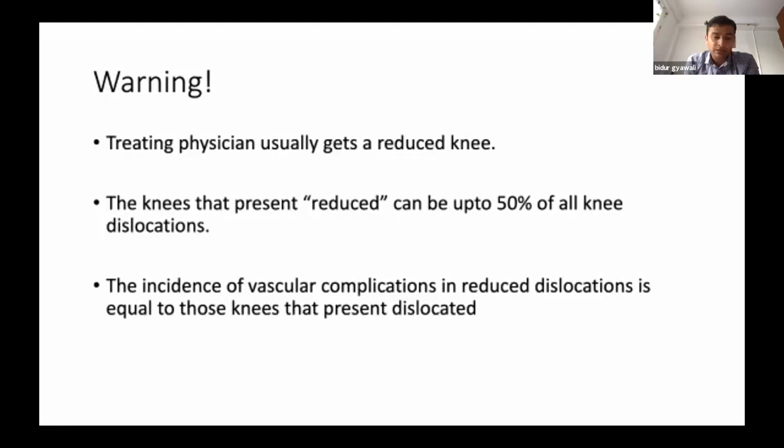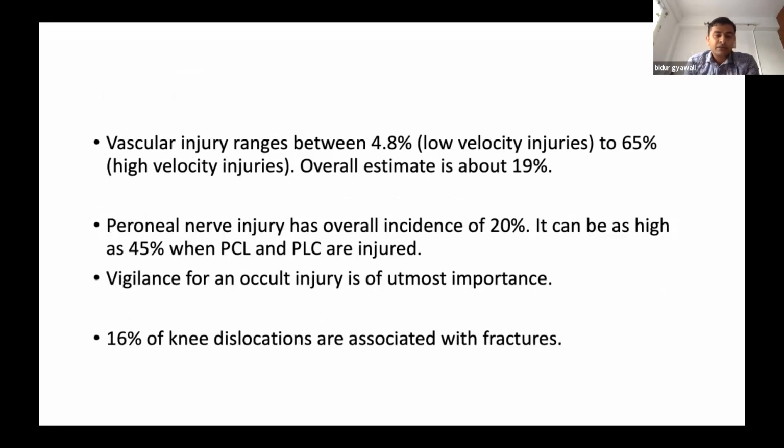Important point here, because even if we see a reduced knee, the chances of complications are equally high. The vascular injury incidence ranges between 4.8% in low velocity injuries to 65% in high velocity injuries, and the overall estimate is about 19%. Peroneal nerve injury has an overall incidence of 20%, and it can be as high as 45% when PCL and PLC are injured. Hence, vigilance for an occult injury is of utmost importance. And 16% of knee dislocations are also associated with periarticular fractures.